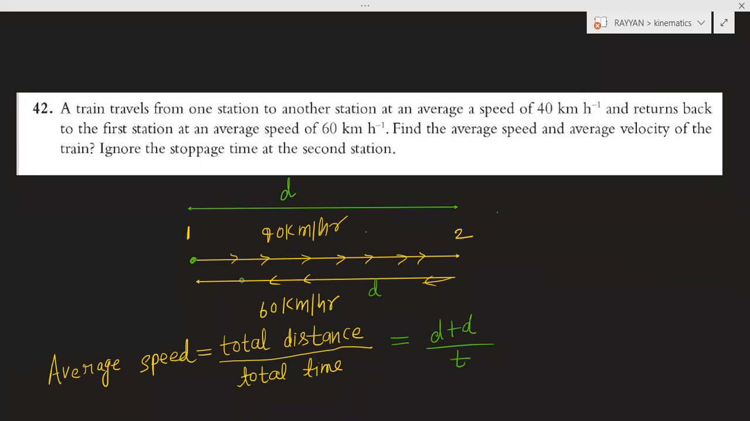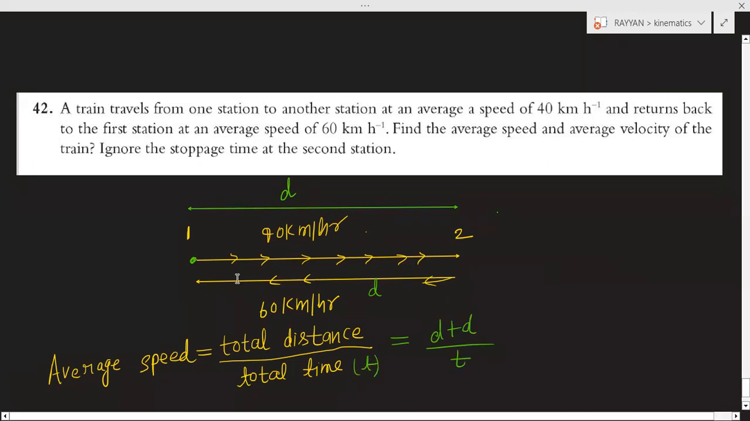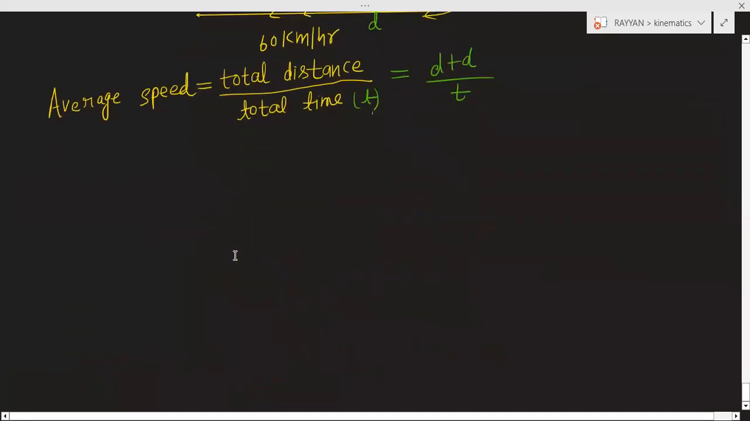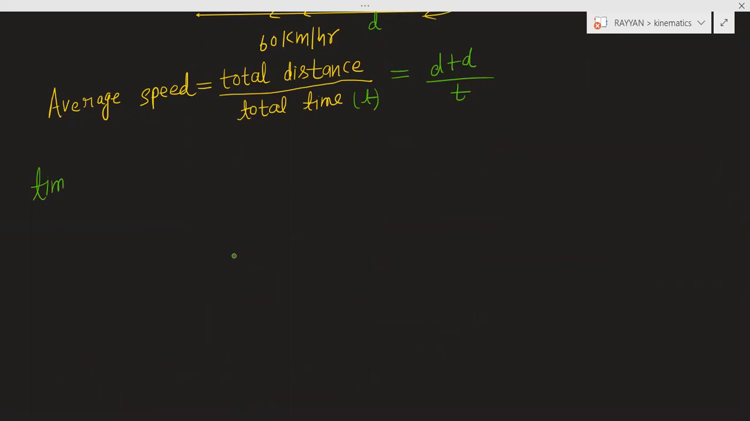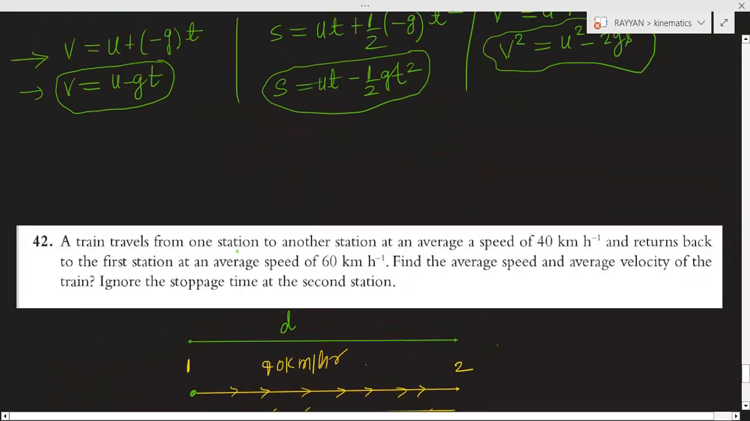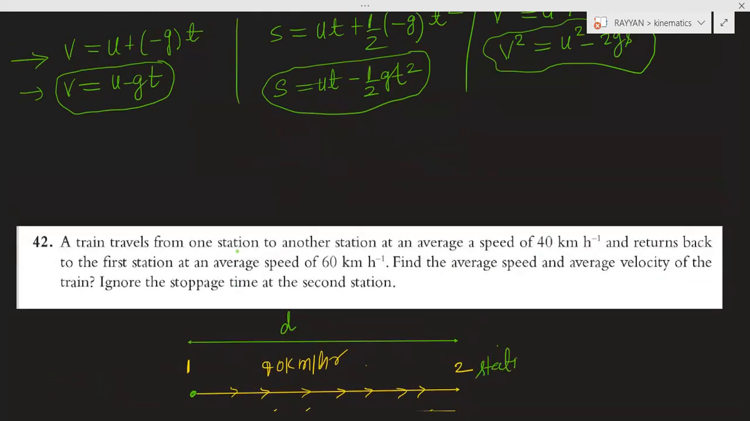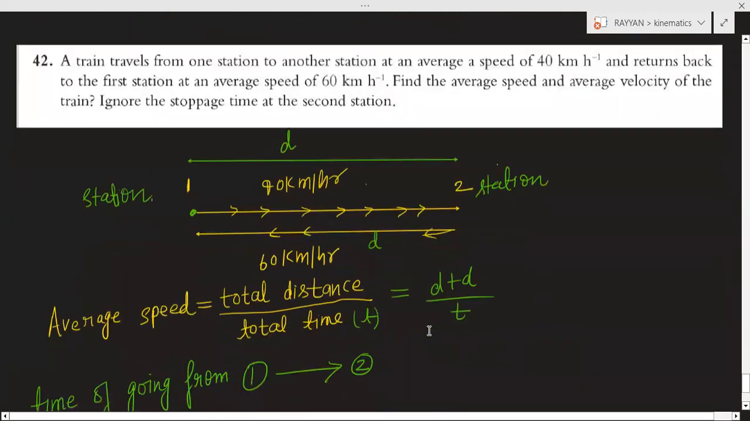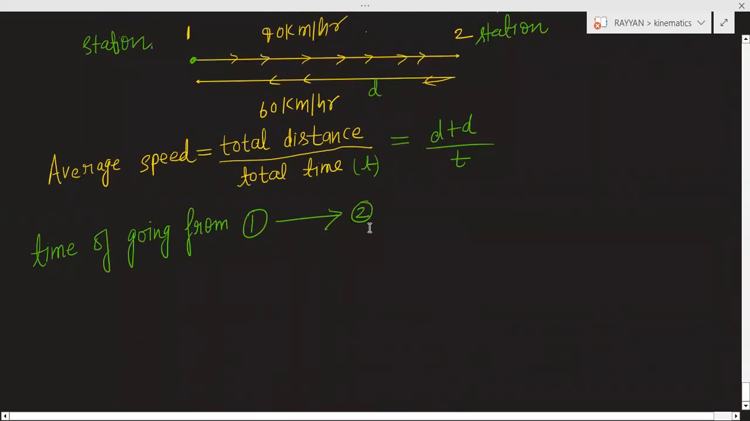So how will we calculate the total time? Suppose the total time is T. The total time is the time in going from station 1 to station 2 and the time in returning from station 2 to station 1. So you can write the time of going from the first station to the second station.